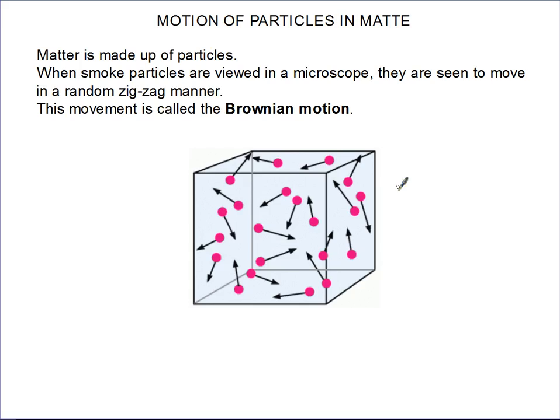As I said earlier, matter is made up of particles. If you break the table down, you're going to see that the table is going to have smaller particles that come together to form the table. These particles are in constant motion, and their motion does not follow any pattern. They move in a random manner, and this is what we call the Brownian motion. Particles in matter move in a random manner, and this is what we call the Brownian motion.